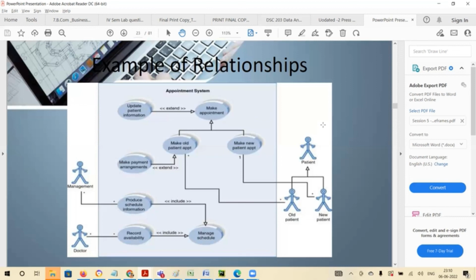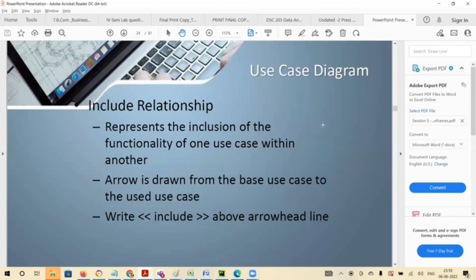Extend and include. Okay, so include represents the inclusion of the functionality of one use case within another. An arrow is drawn from the base use case to the used use case, and we write include on top of that line.